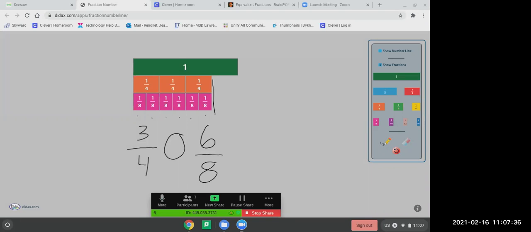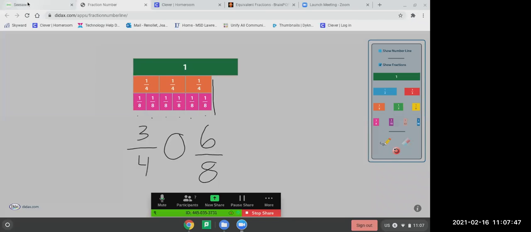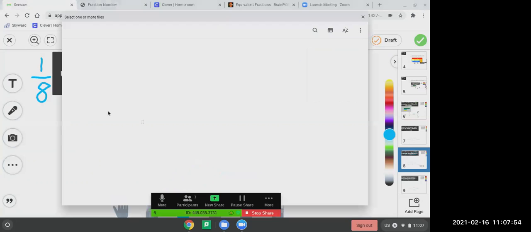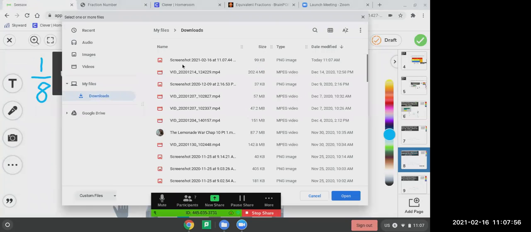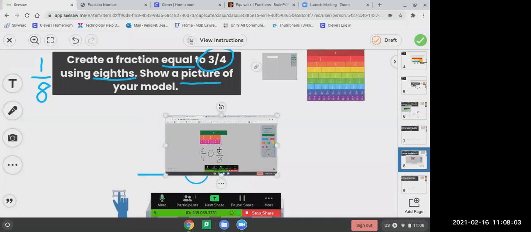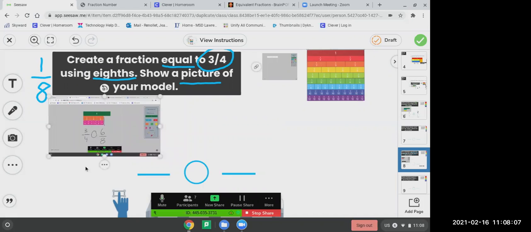After you build your model, you need to take a picture of your model. We have practiced this together. And you're going to upload it to your Seesaw page, just like I'm doing now. And now I have shown my work. I have shown a picture of my model.